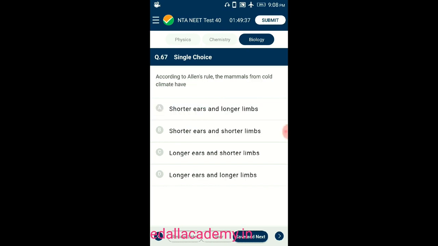Question number 67. Allen's rule: mammals from cold climate have short ears and short limbs to minimize heat loss. Extremities like ears and limbs are reduced to decrease the area for heat loss. So the answer for this question is option B. According to Allen's rule, the mammals from cold climate have shorter ears and shorter limbs.